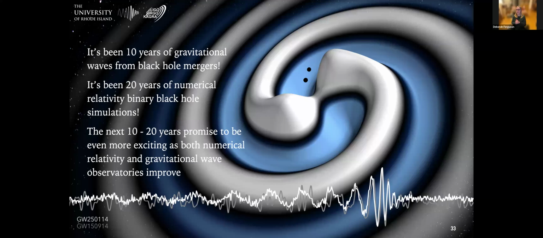All right. So with that, it's been 10 years of gravitational waves from binary black hole mergers, which is extremely exciting. And it's been 20 years of successful numerical relativity simulations, specifically of binary black holes. With next generation detectors and next generation numerical relativity codes, we know that the next 10 to 20 years promise to be even more exciting. And so let's just keep going and see what we can do. Thank you.